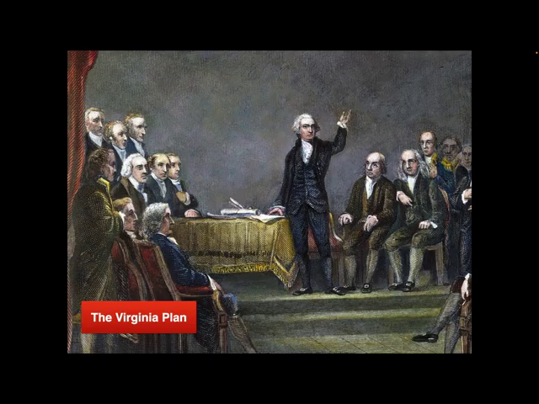Now, if we start from scratch, what are we going to start off with? Well, Virginia has a plan. It's called the Virginia Plan. And Virginia, you need to know this, has a lot of people living in it. It's what you might call a large populated state.